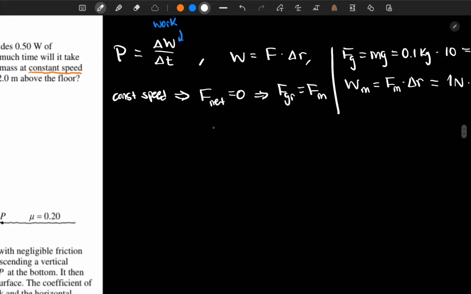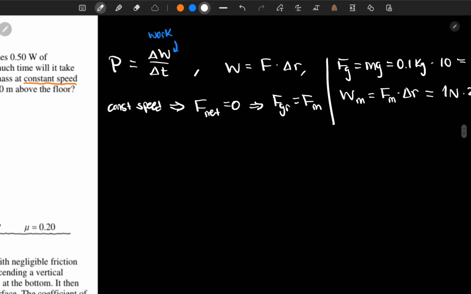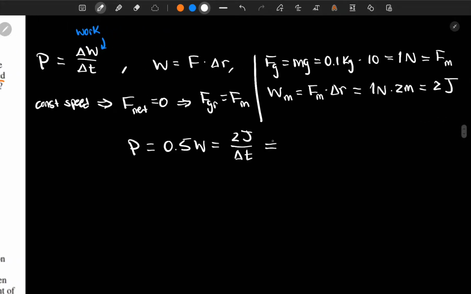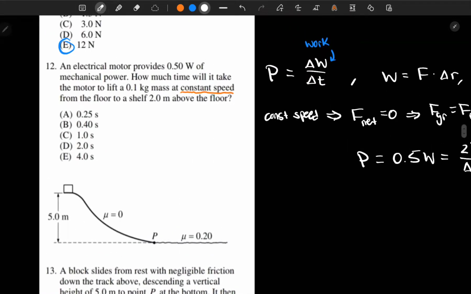Finally, we find that the total power, P, which is equal to 0.5 watts, is equal to 2 joules divided by delta T, which is what we wish to solve for. Then, solving for delta T, we find that delta T, the time elapsed, is equal to 4 seconds. So the answer here is E.